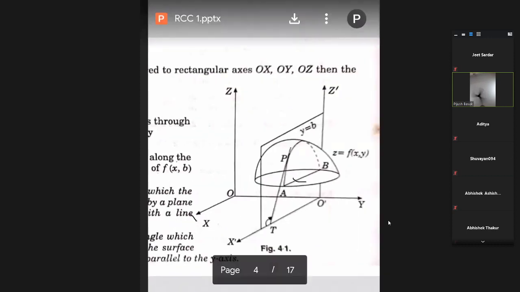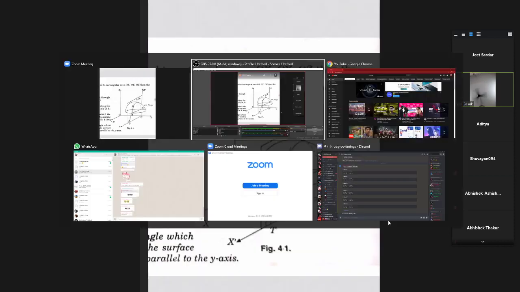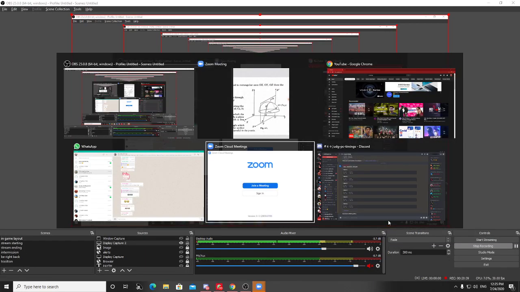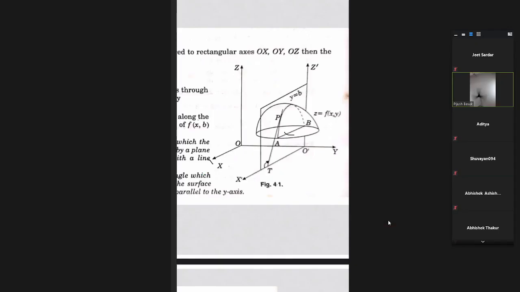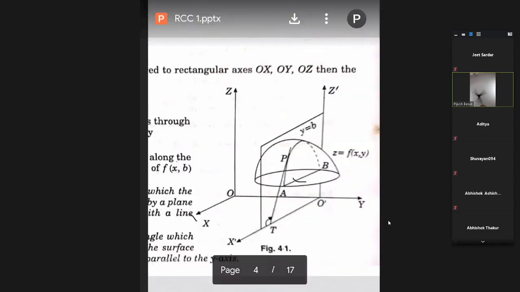Suppose this is the surface z is equal to f(x,y). I want to find del z del x. Because it is a function of 2 variables, y will remain constant. Suppose this plane is y is equal to b.